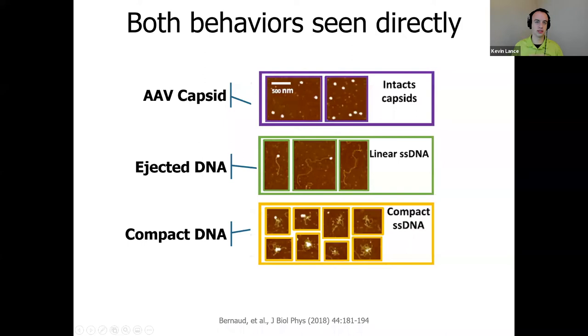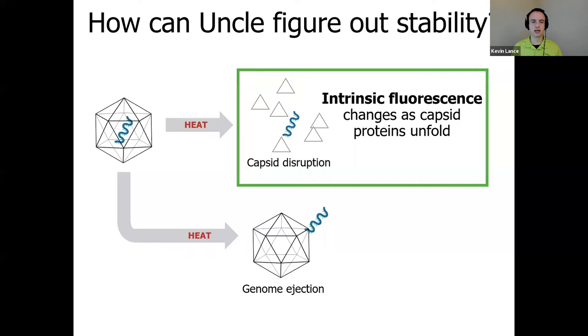So with this physical evidence in support of that model of two different stability breakdown paths for AAV, we can start to take a look at what we can see with this on the Uncle. First we will investigate AAV capsid disruption by looking at the intrinsic fluorescence of the capsid protein. The idea here is we're going to heat up the AAV sample and monitor how those capsid proteins are unfolding using the Uncle's UV laser and full spectrum fluorescence.